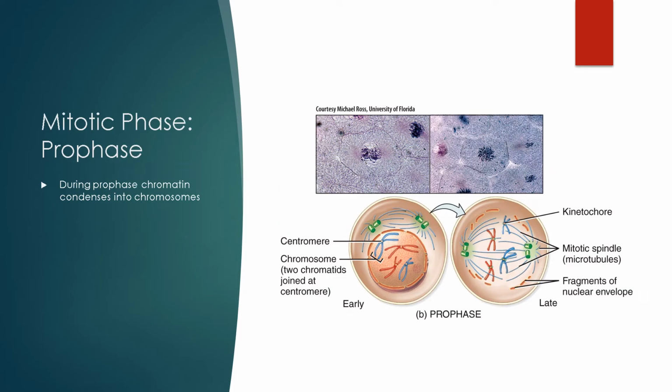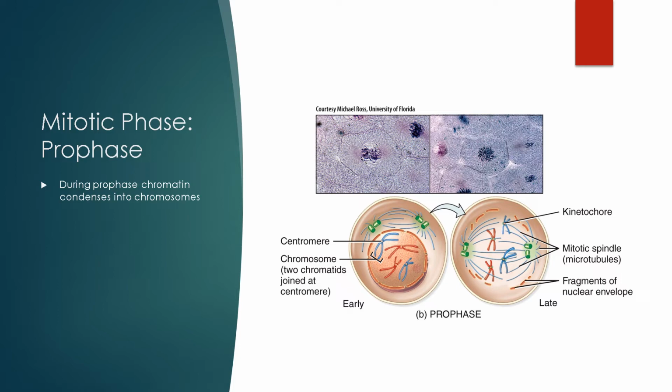Now we get into mitosis. Now, mitosis is really an exact partitioning of genetic information into 2 identical cells. So there are really 4 stages of mitosis, remember that PMAT, but this is a continuous process where each phase kind of seamlessly merges into the next.